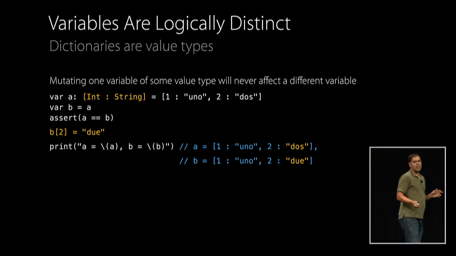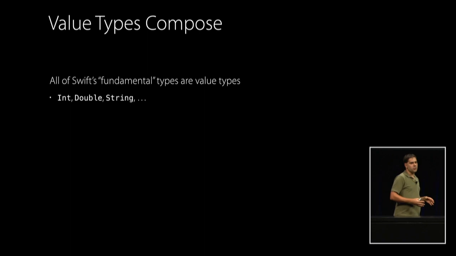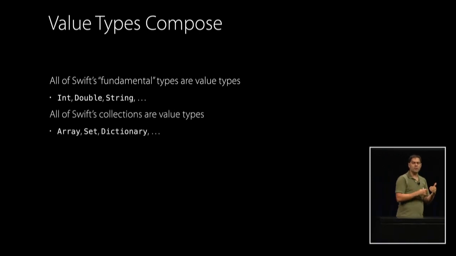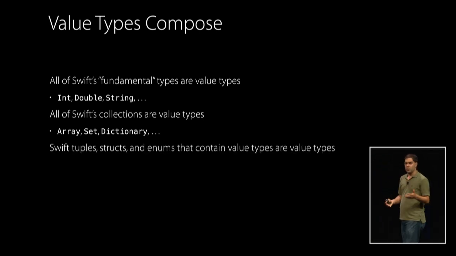The great thing here is that value types compose beautifully. So you can build up very rich abstractions all in the world of value semantics easily. So in Swift, all the fundamental types, integers, doubles, strings, characters, et cetera, they're all value types. They have this fundamental behavior that two variables are logically distinct. All the collections we build on top of them, array, set, dictionary, are value types when they're given value types. And the language abstractions you use to build your own types, tuples, structs, and enums. When you put value types into those, you get value types out. Again, it's very, very easy to build rich abstractions all in the world of value semantics.